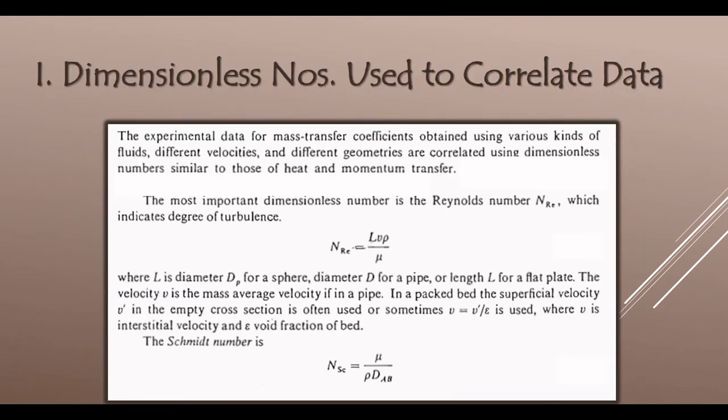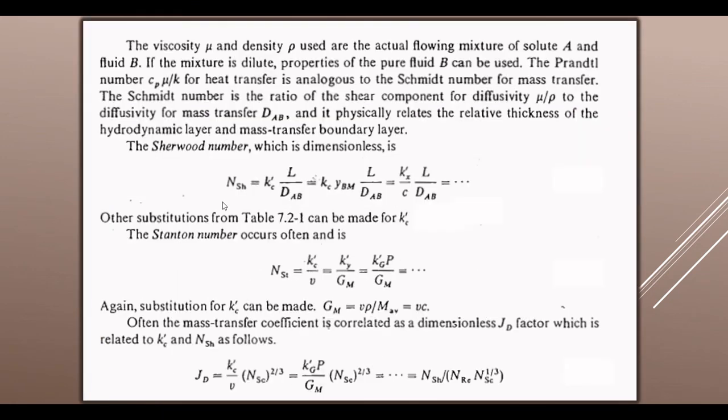And that part is this one. Now we have started with Reynolds number, then we have the Schmidt number, then we have the Sherwood number and the Stanton number. Aside from these four dimensionless numbers, we ended in this part with the JD factor, another dimensionless number, which is the JD factor. And this is where the appearance of the K sub C prime is seen.